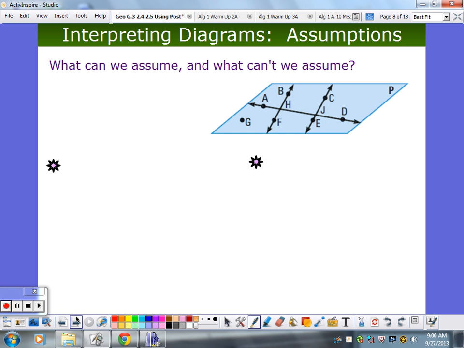Yes, sir. Say it again? Yeah. Okay, they look that way. He says they're not parallel, but they look parallel, B, F, and C, E. I can't assume that though. Why not? There's no information. I'm not given anything to indicate they're parallel or not. Yeah, what else? What do you think? I have my list, but are there any others that we see here? If we can't assume that, what can we assume?